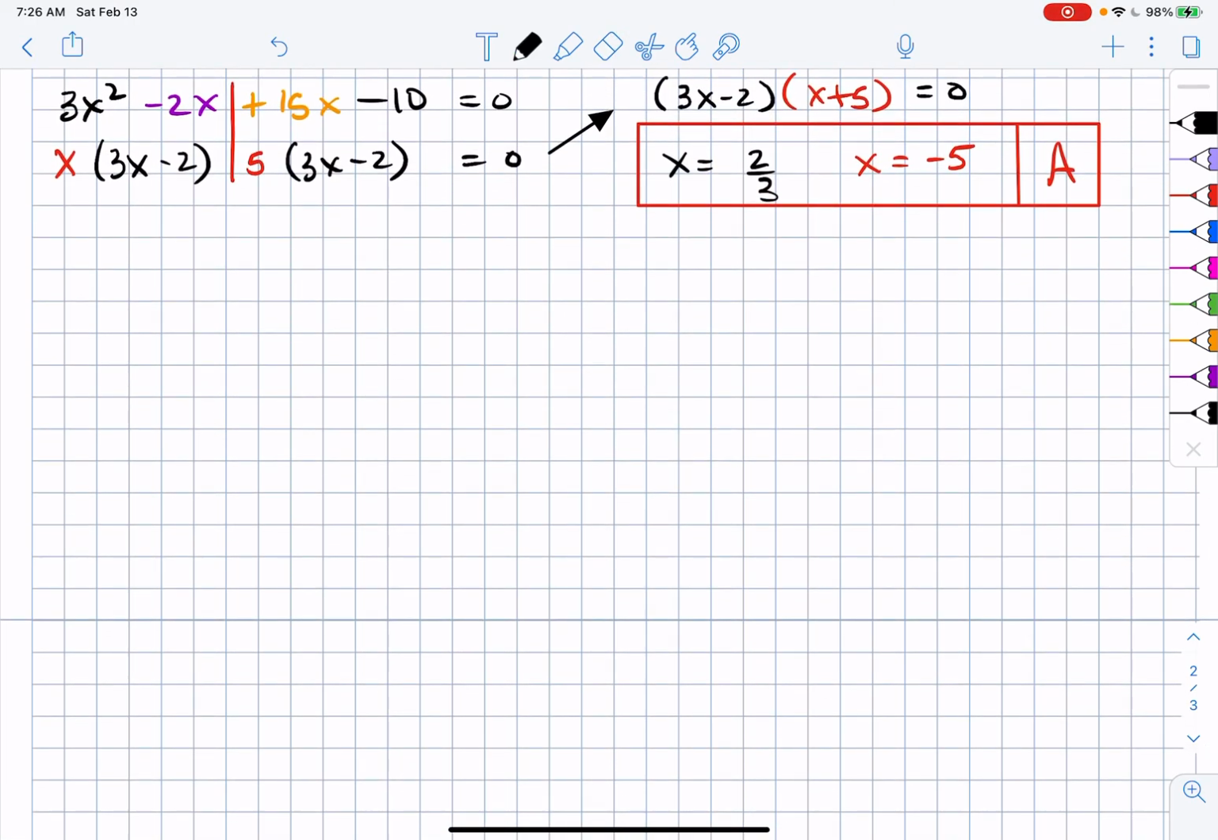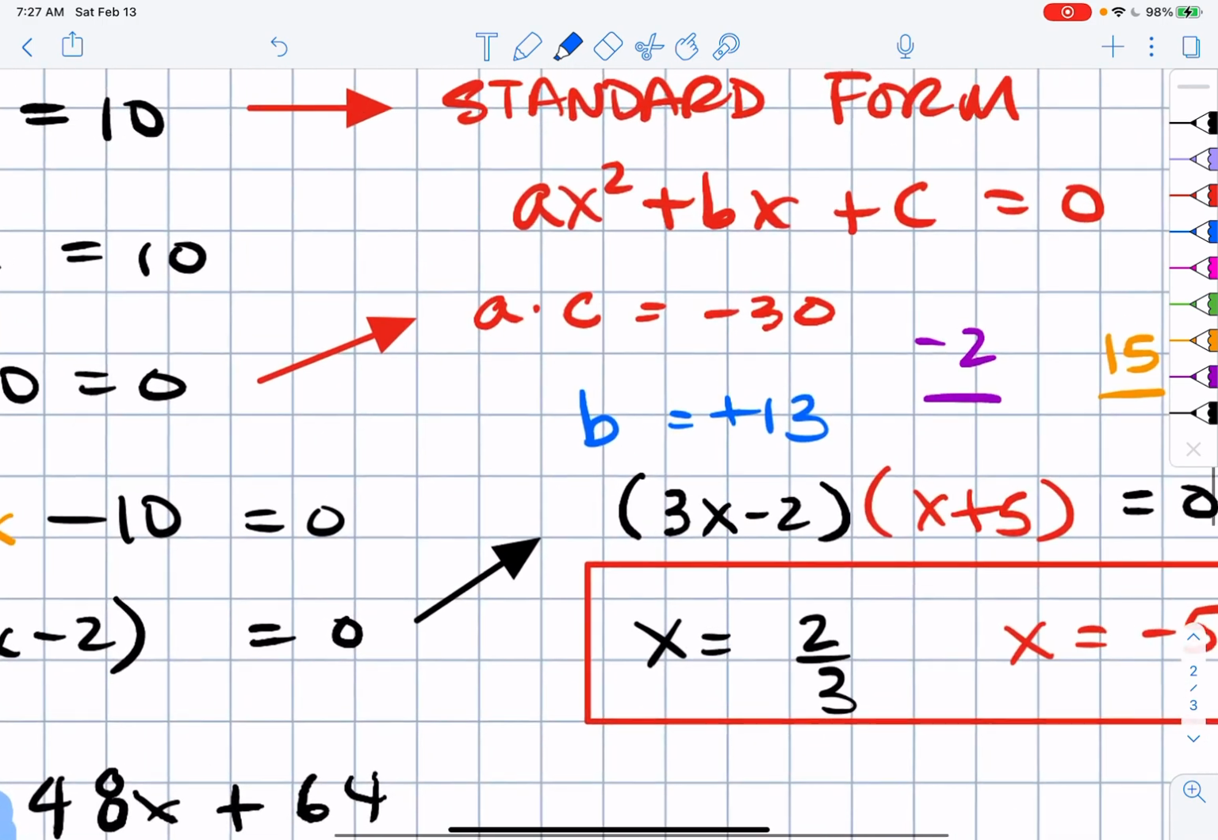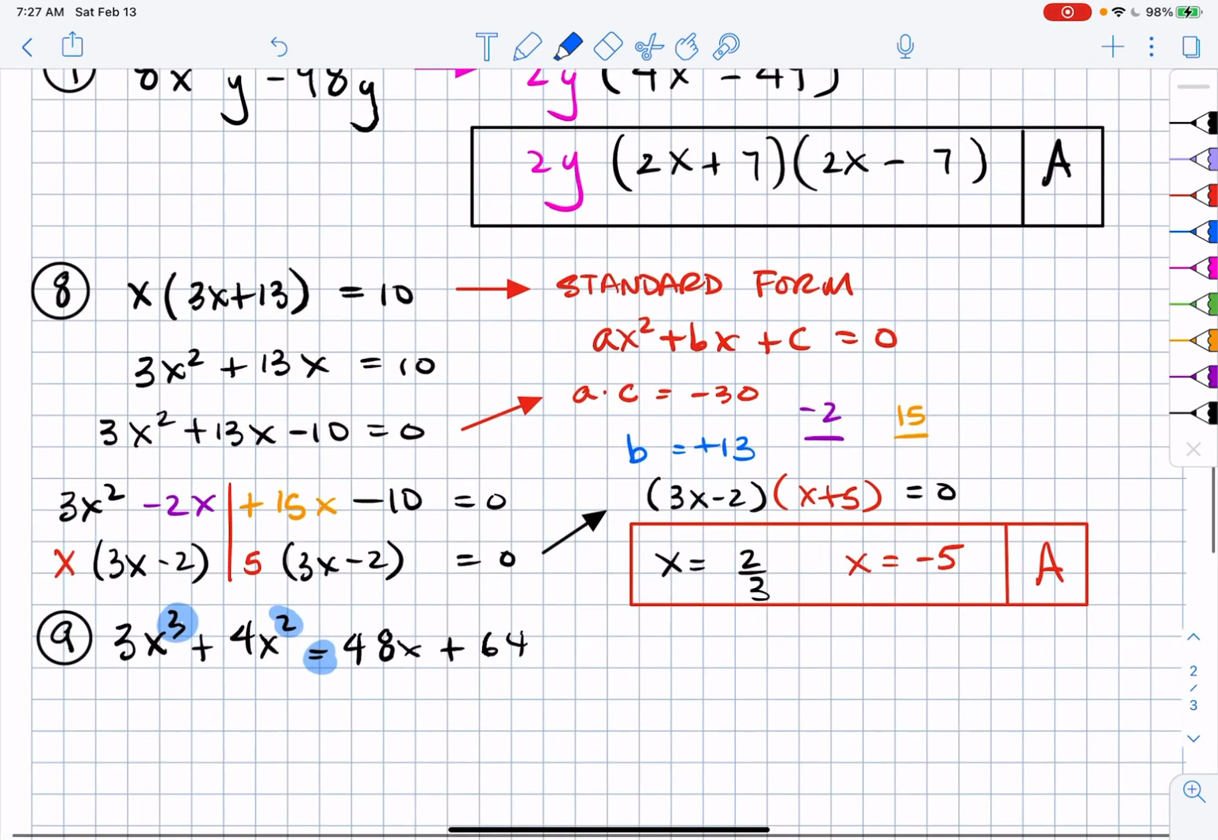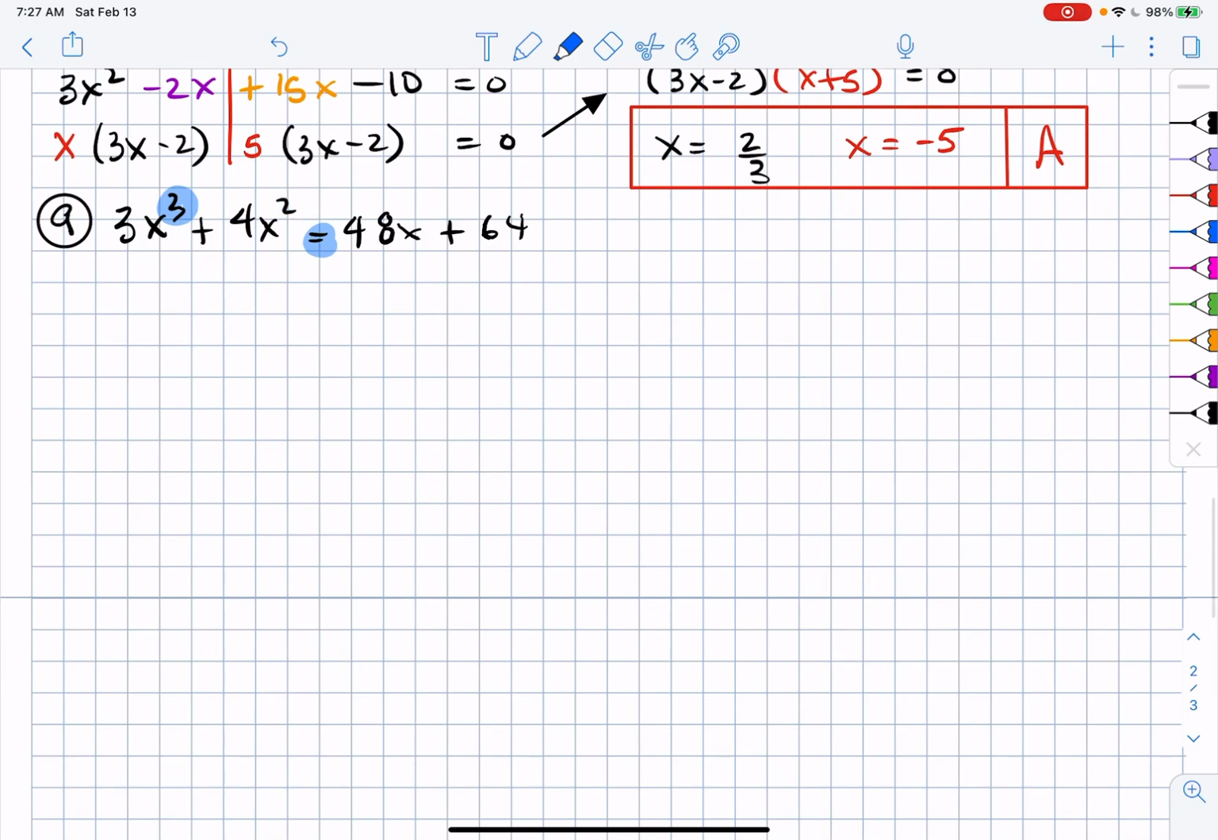Number 9. Okay, number 9. 3x cubed plus 4x squared equals 48x plus 64. So same idea. I see an equal sign and I see powers greater than 1. So I see the equal sign and I see either the cube or the square. I got to think polynomial equation, which I have a standard form right there. That means I have to get everything to one side, so I have a 0 side, right? So that's what I'm going to have to do.